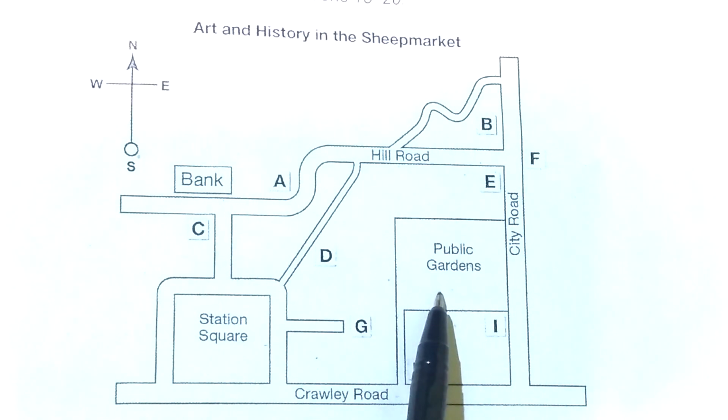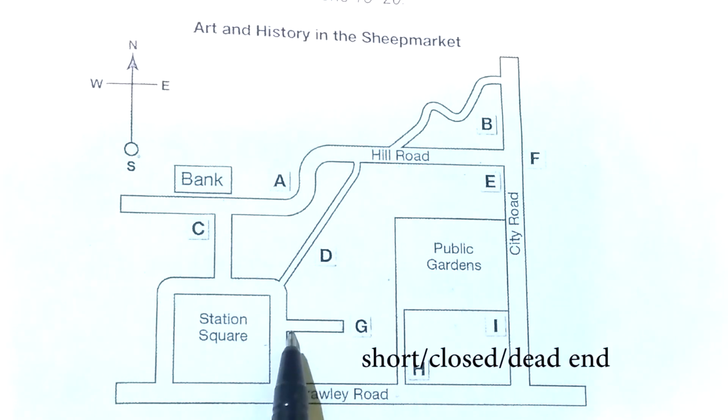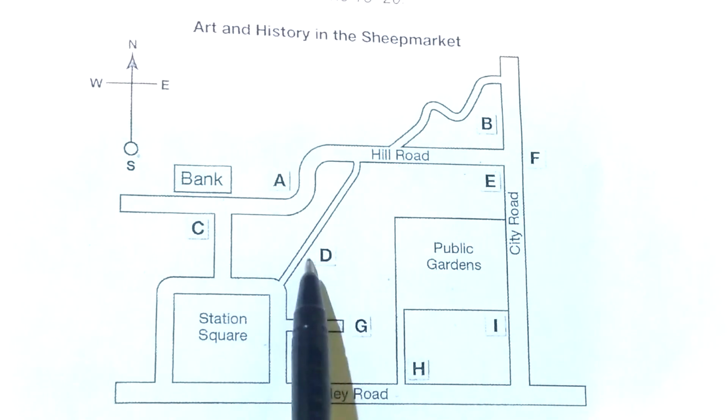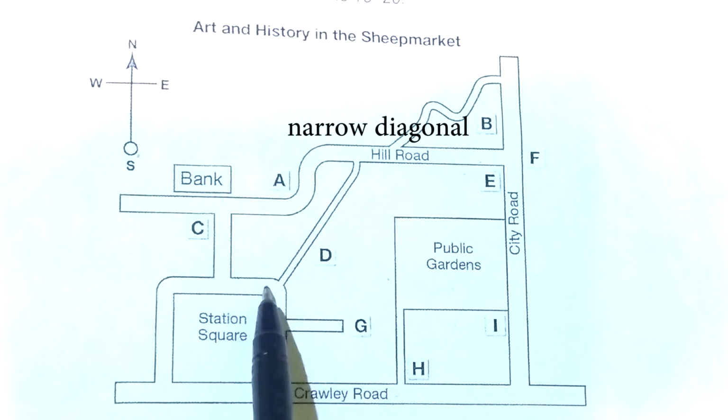Then this little road here, we can call it a short road, and it leads off from Station Square. You can call it a short road, or a closed road or a dead end. And when you refer to this road, how can you describe it? You may call it a narrow road, and you can call it a narrow diagonal road because it goes in a diagonal direction.